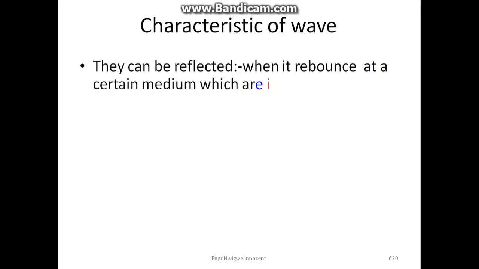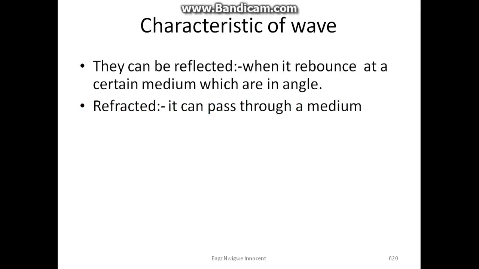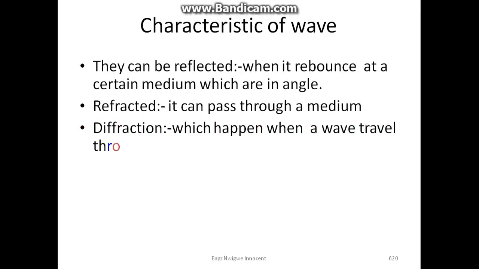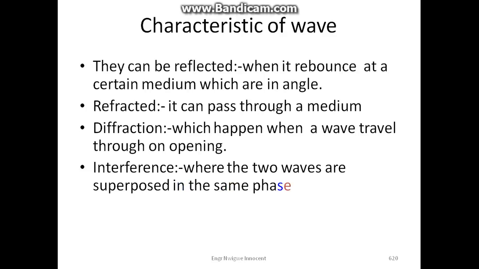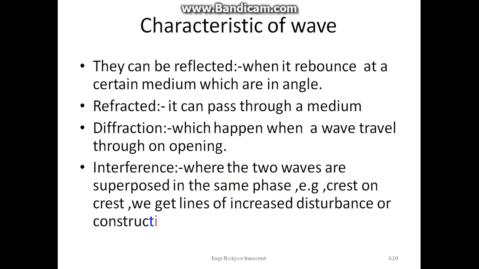Characteristics of waves. They can be reflected when a wave rebounds from a certain medium at an angle. Refracted, it can pass through a medium. Diffraction happens when a wave travels through an opening. Interference is where two waves are superimposed in the same phase. For example, crest on crest, we get lines of increased disturbance, or constructive interference.